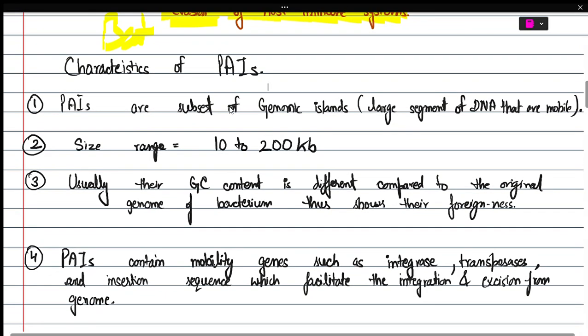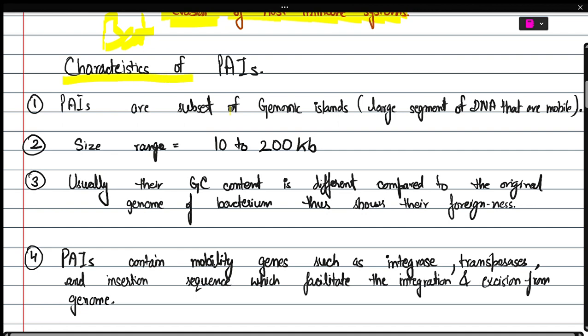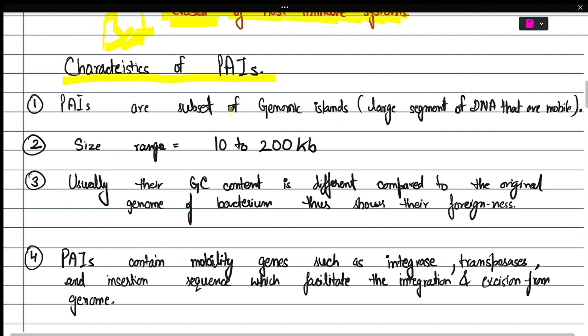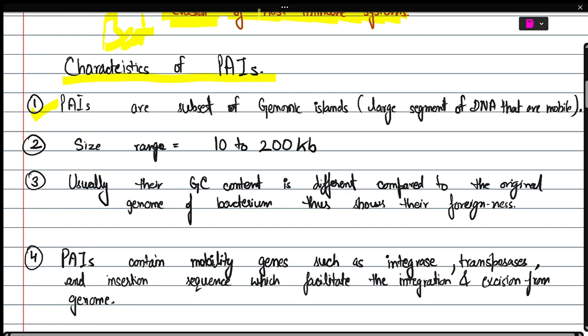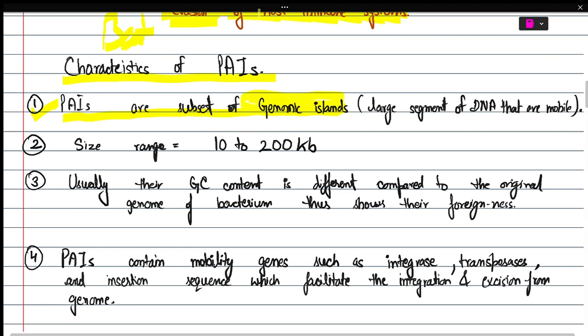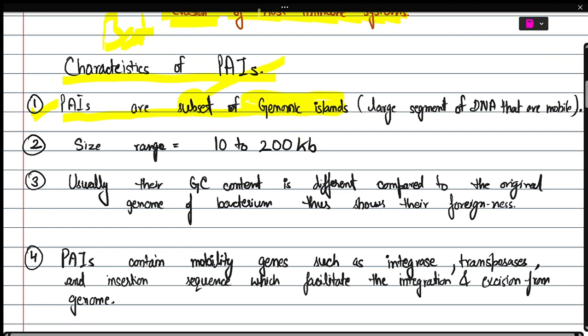Okay. Let us move to the next topic, which is the characteristics of PAIs, pathogenicity islands. If you talk about the characteristics of PAIs, then the first characteristic is going to be the point regarding genomic islands. Okay. So PAIs are basically a subset of genomic islands. Now, if you don't want to say subset, you can always say a part. Okay. So what are genomic islands? You might be curious. So here is your answer to that.